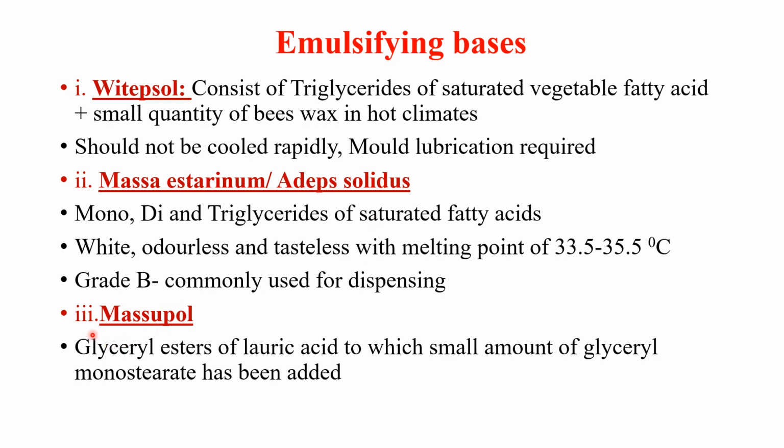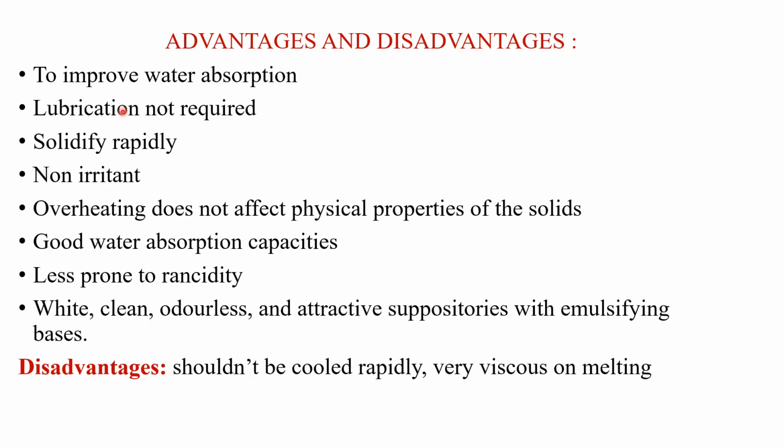The third example of the emulsifying bases is Massupol. Massupol is nothing but glyceride esters of lauric acid to which a small amount of glyceryl monostearate has been added. So these are the examples of emulsifying bases. Advantages: they improve water absorption, lubrication as such is not required, they solidify rapidly, non-irritant, overheating does not affect the physical properties, they have very good absorption capacities, less prone to rancidity. But the disadvantage is, as I said previously, they should not be cooled rapidly.